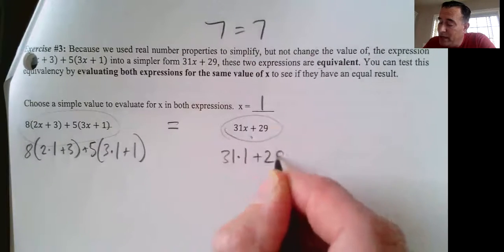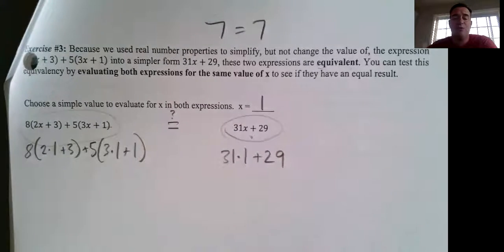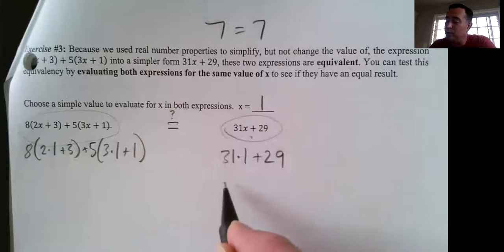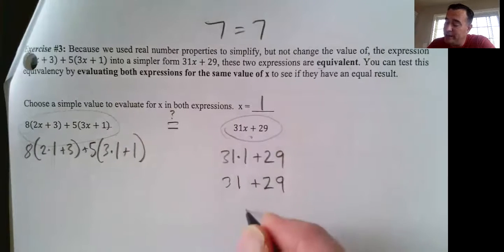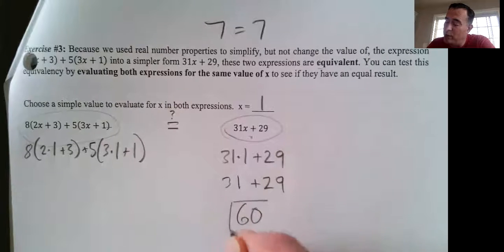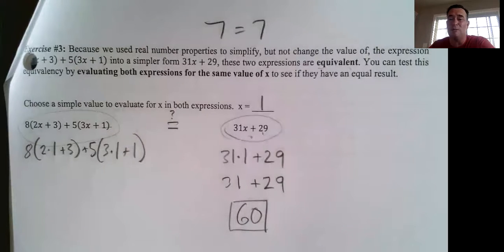Now, I didn't put this equal sign yet because we still don't know. We're testing this. So at this point, we're checking this out. I'm going to do the easy math first because I'm a little lazy, and that's the way this goes. 31 times 1 is 31. 31 plus 29 is going to give us 60. So right now, we know that that is the value we get when we substitute 1 in on this side. We're going to check and see if we get the same thing. I'm guessing it's going to work, but let's see.